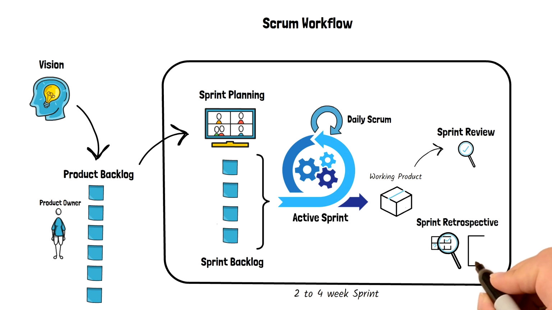This is a session where the internal Scrum team inspects how the last sprint went with regards to the individuals, the interactions, the processes, tools, and their definition of done. The purpose of the sprint retrospective is to plan ways to increase quality and effectiveness. This session is usually facilitated by the Scrum Master. Once the retrospective ends, the entire process repeats.